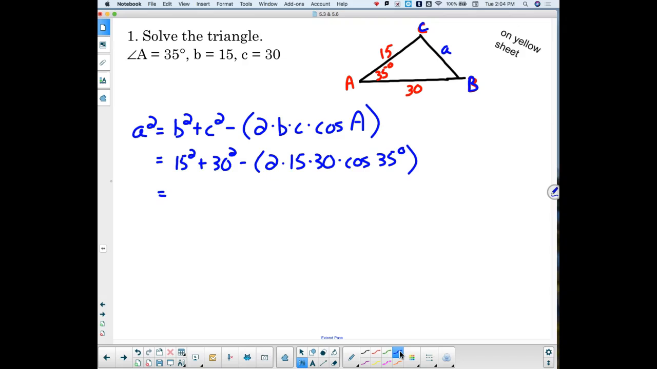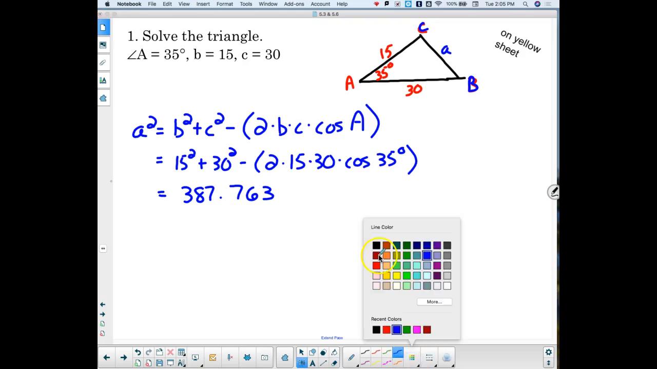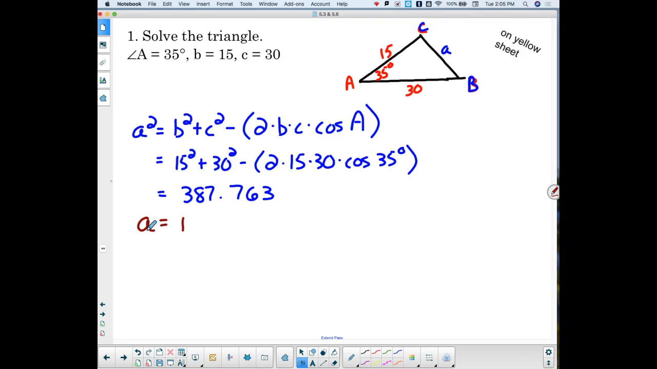When you hit enter, you should get something in the neighborhood of 387.63 ish. But what is that? That's A squared. I want just A. So A is going to be the square root of that. And I get my A value as 19.6917. Oops, that should have been in my other color. My answer color, if you will. A equals 19.6917.